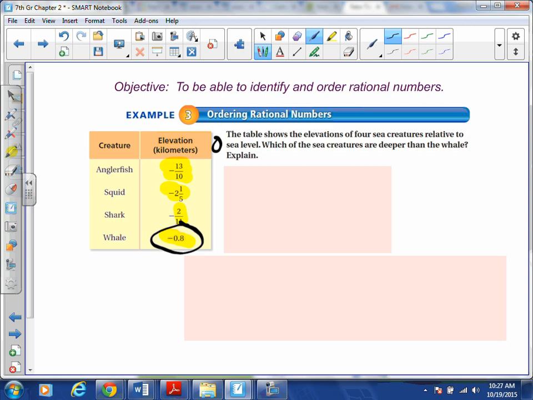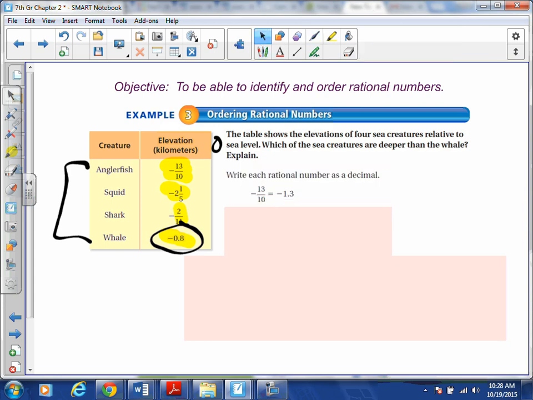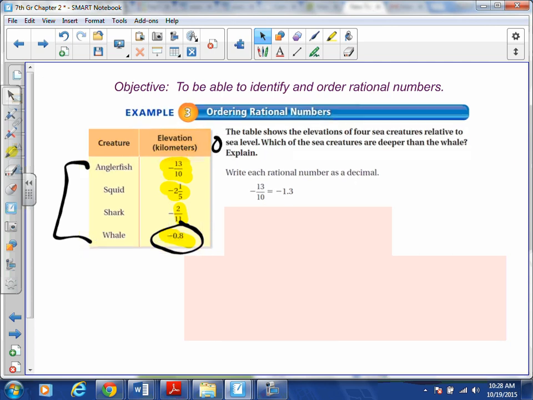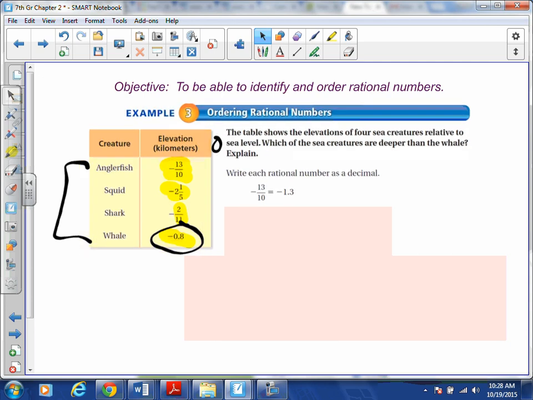When we have some things in fraction form and some things in decimal form, it's really hard to compare them. So when we are comparing rational numbers, always get them all in decimal form. It's way easier than making common denominators for everything. So to compare a set of numbers, get them in decimal form. All right, so first one in decimal form, anglerfish. They just did what the problem says, right?